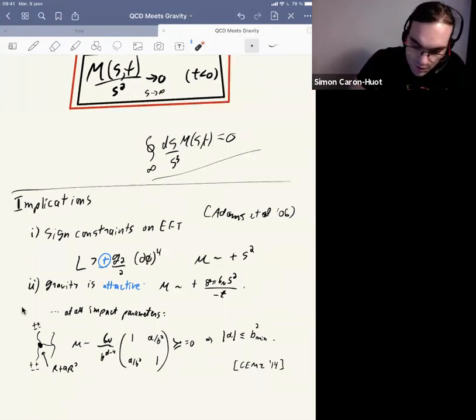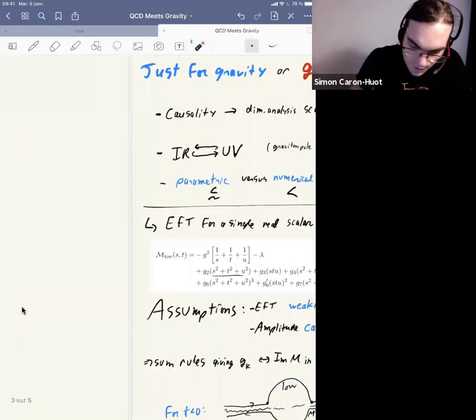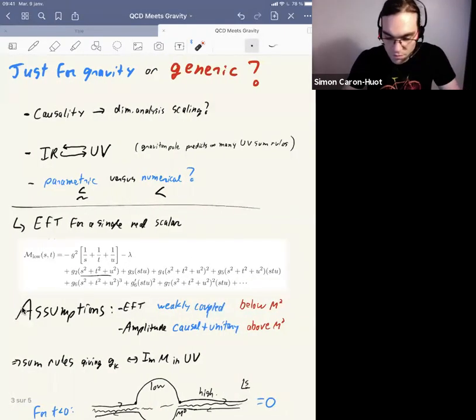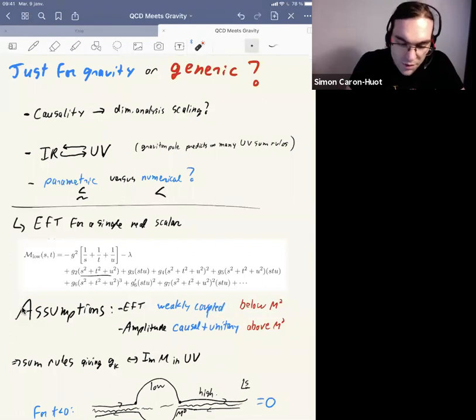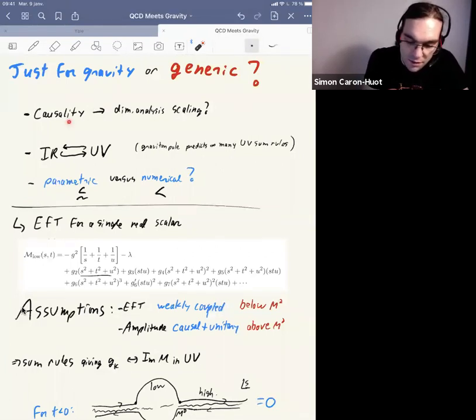So the question to be discussed in this talk is, what is special about this sort of behavior? Many things in this argument seem special for gravity: the fact that it grows like S squared, the fact that there are two polarizations. So what is generic and what's special? So I'm going to ask, does causality imply this dimensionalized scaling, as it did for the graviton scattering argument?